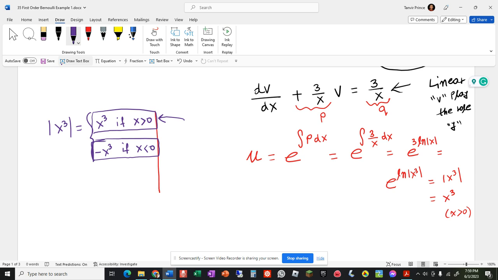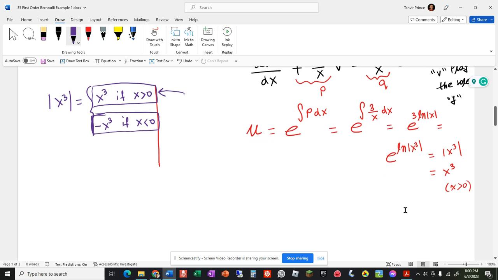So let's go over that. If x is bigger than 0, then I only get x cubed. So let's find out our v. Remember, v plays the role of y. From the linear first order, v is equal to something over something.